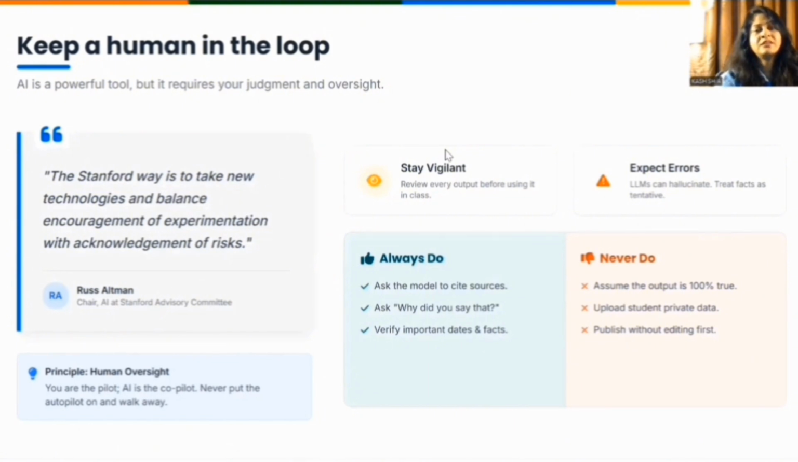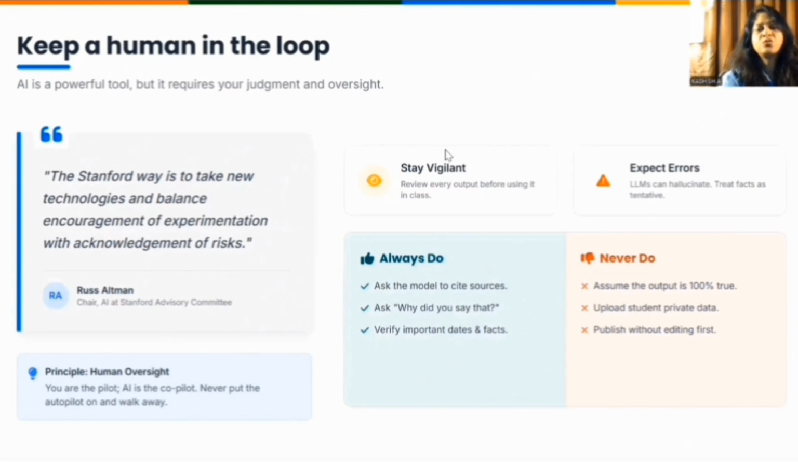And this is really, really important. Stay vigilant. We should always be vigilant, and ask the model to cite sources. Ask, why did you say that? Whenever we feel that the data is biased, we have to ask questions to the AI. Verify important dates and facts. When we feel that hallucination is there in the data, we have to ask such questions to get the sources or facts so that we could get some proof of it.